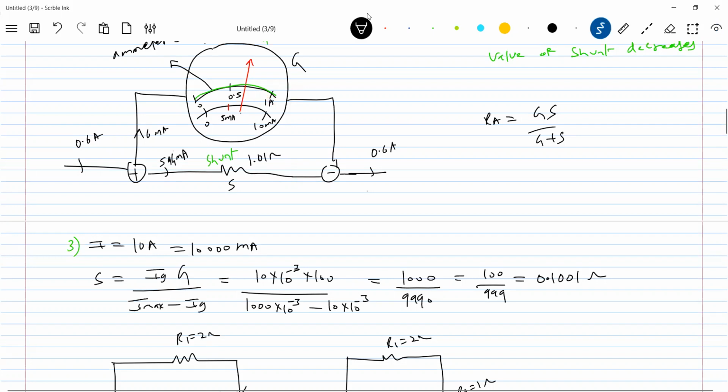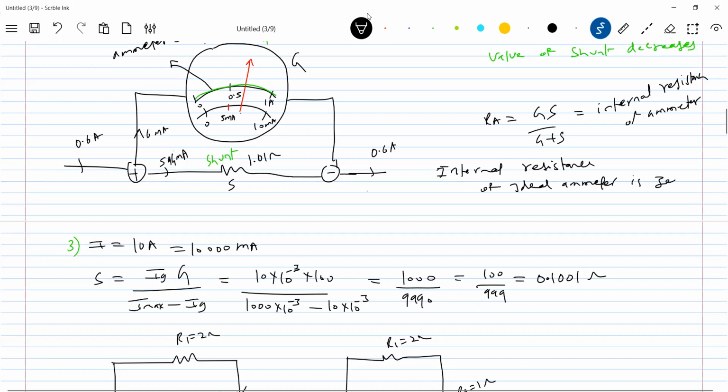So therefore, what is the internal resistance of an ideal ammeter? I just say ammeter, meaning practical. Now, the internal resistance of an ideal ammeter is 0.